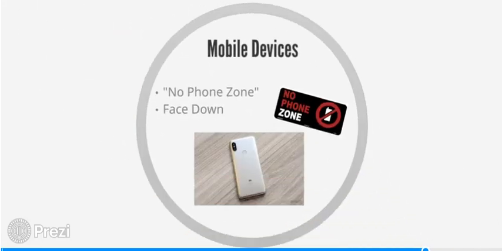And for the mobile devices, you want to post a no phone zone so that the students know not to have their phones out. Or you can also do face down. That's the equivalent to flipping your screen down, and turning your monitor off: have your device face down.